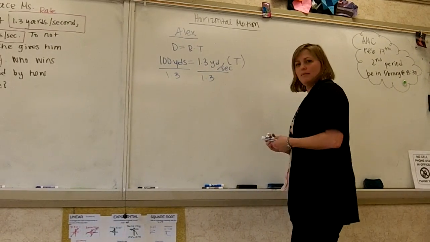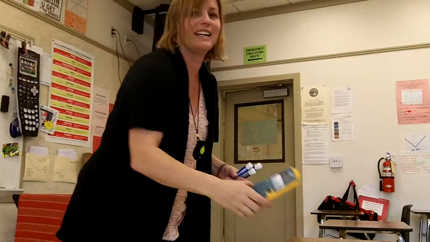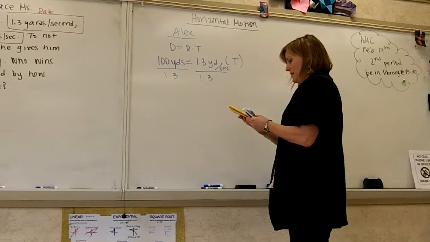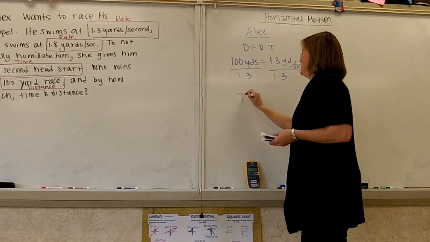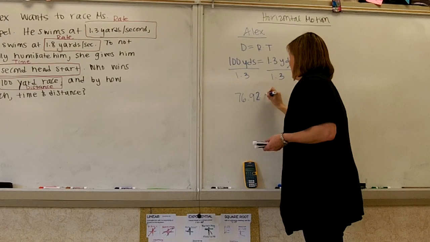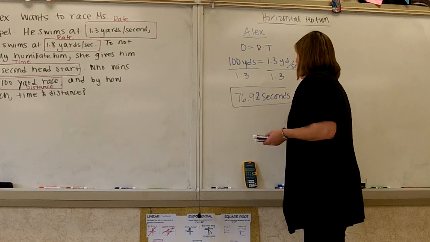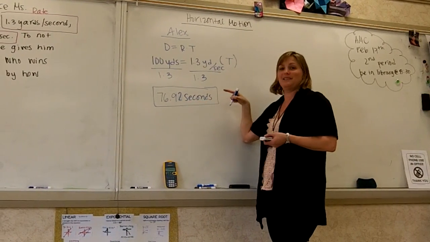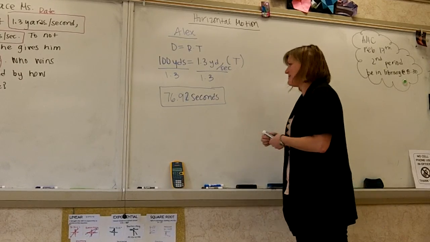So his time, let's see, here's my calculator all the way over here. Okay, so 100 divided by 1.3 is 76.92 seconds. Which means that it takes him almost a minute and 17 seconds to do 100 yards. So it's pretty good. Let's see if I can do better than that.